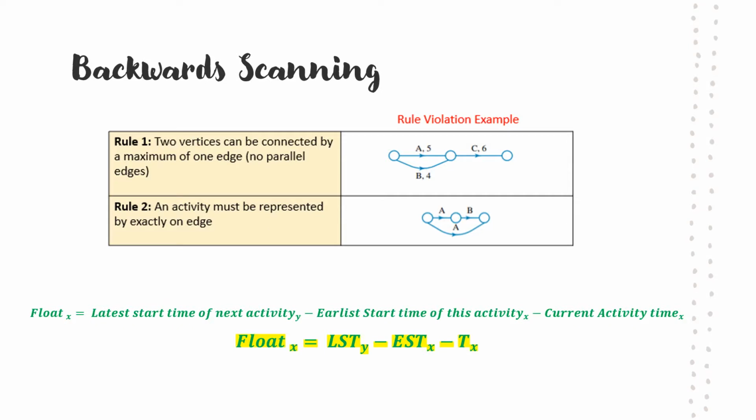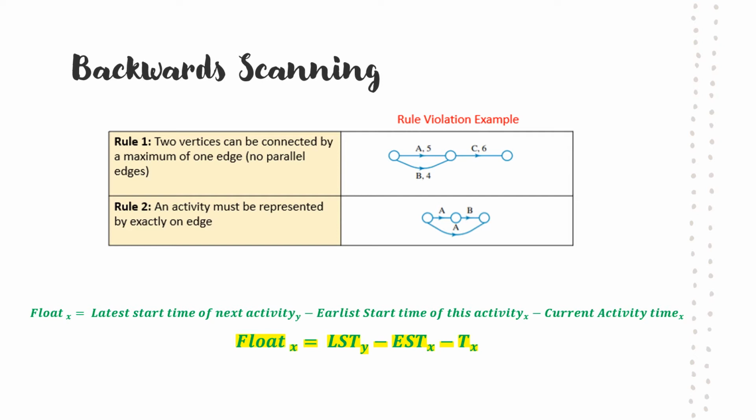All right, so a couple of things that we need to go over first. We didn't cover this in the last video: two rules when it comes to backwards scanning. When we have a graph or network and we're doing a critical path analysis, we must adhere to these two rules. Otherwise, it's not physically possible for us to do a proper backward scan and therefore a full critical path analysis. So first of all, rule number one: two vertices can be connected by a maximum of one edge, so no parallel edges or multiple edges, as we defined them in the first part of today's topic.